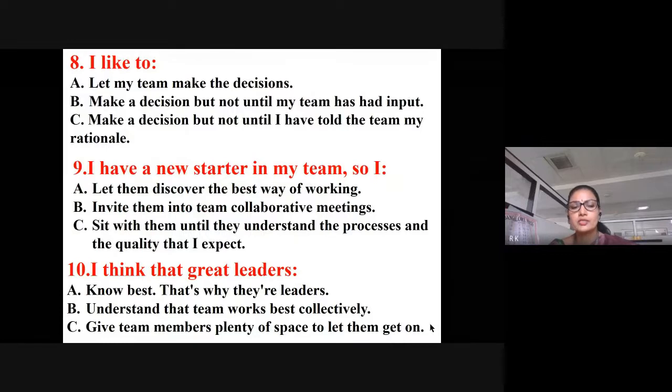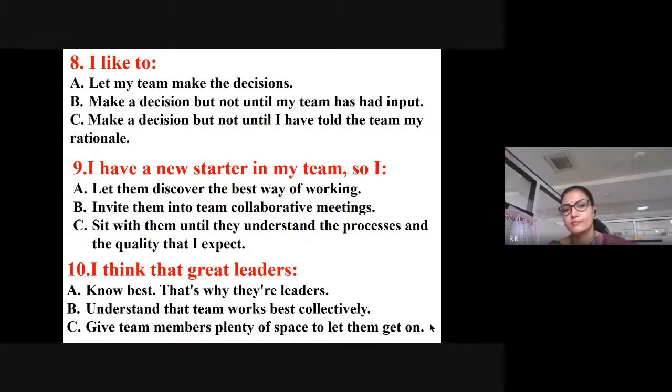And the eighth question is, the statement is, I like to let my team make their own decisions. Or I like my team to make a decision, but not until my team has had inputs. Don't take a decision unless and until you have had all the inputs, all the information from all the resources, and then you go ahead. So how do I like it?